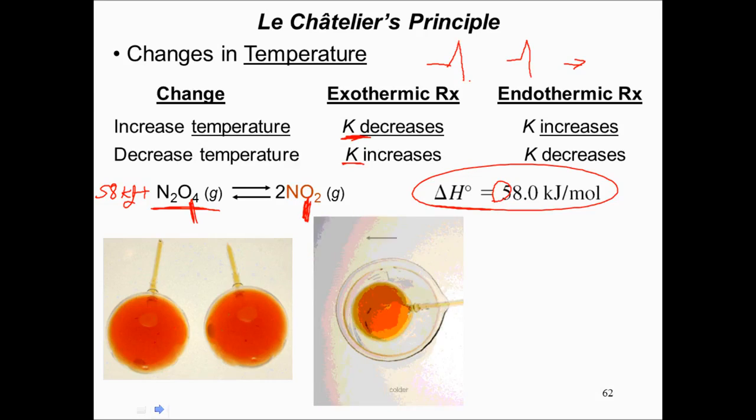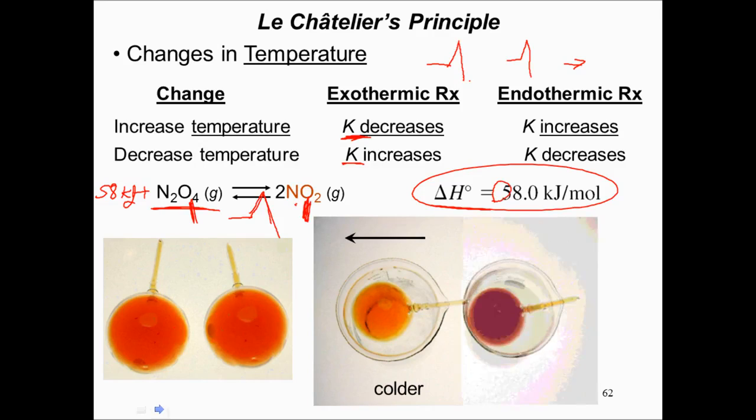So again, once we shift towards our products, what will happen is, if you try to increase the amount of heat, the system will try to decrease the amount of heat, and that means you'll try to form more product. So when it's colder, we will have our light gas. When it's hotter, when you increase that temperature, then you're going to form your brown NO2.